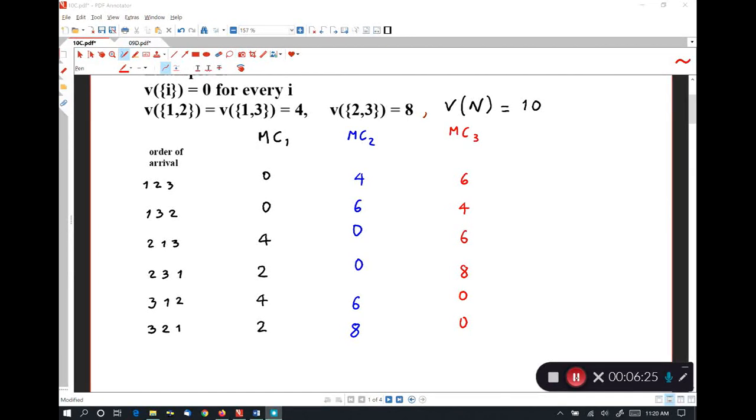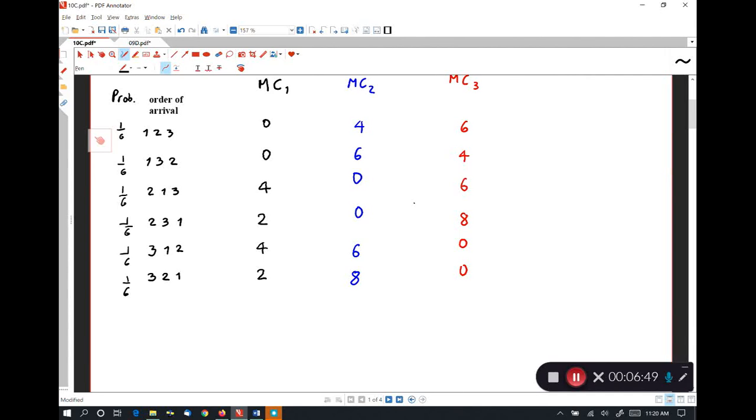So now we take each order of arrival to be equally likely. So let's write the probability here. The probability is 1/6 for each. There are 6 possible orders of arrival. And so the Shapley value is as follows.